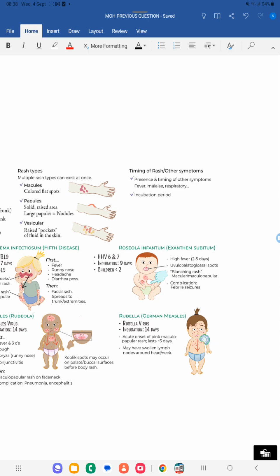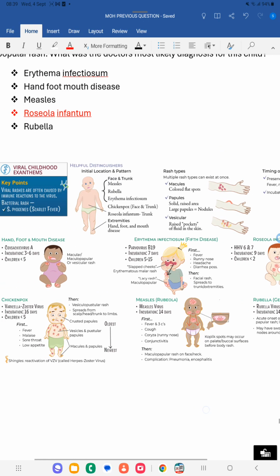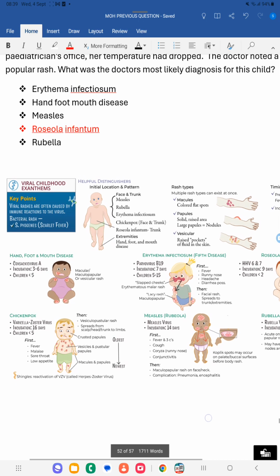Then rubella, otherwise known as German measles. Rubella virus is the causative organism. Incubation period is 14 days. You will get an acute onset of pink maculopapular rash, which lasts for 3 days and then goes. Along with it there will be lymphadenopathy, lymph node swelling around the head and neck region. So these are the differentiating factors of each organism. These are the main viral infections that affect children.